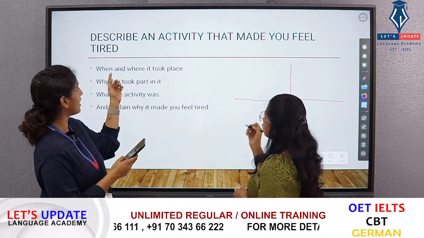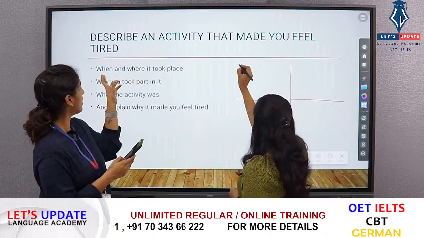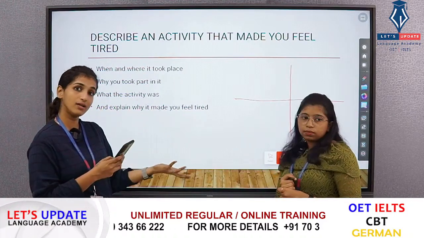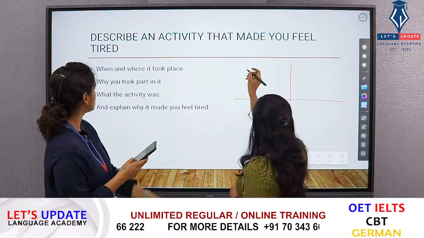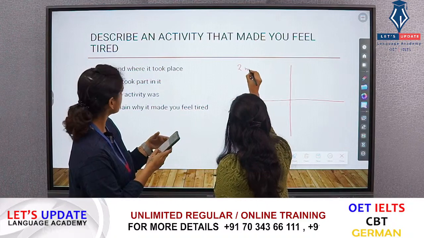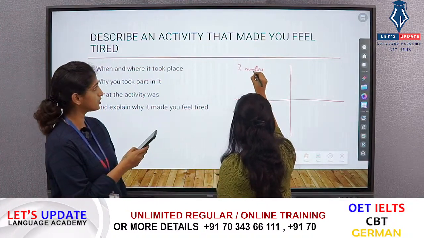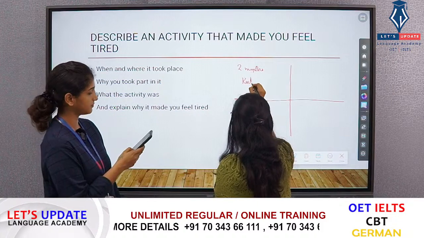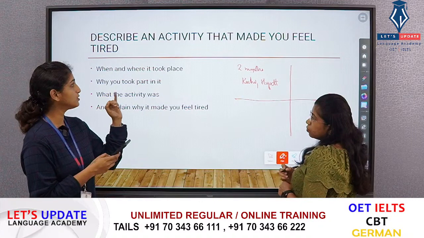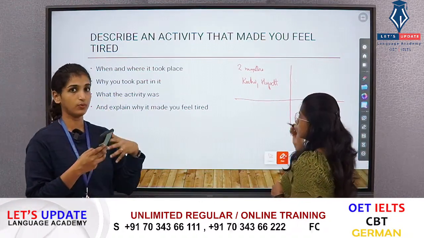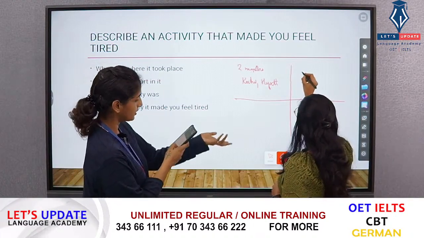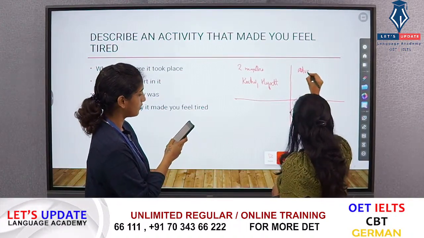The first question is when and where it took place. So here they have asked about when the incident happened and where it took place. So let's take it as like 2 months back. And where, like Kochi. And in the second part, why you took part in it. Why we were a part of that particular activity. So let's consider it as like adventure, friends.